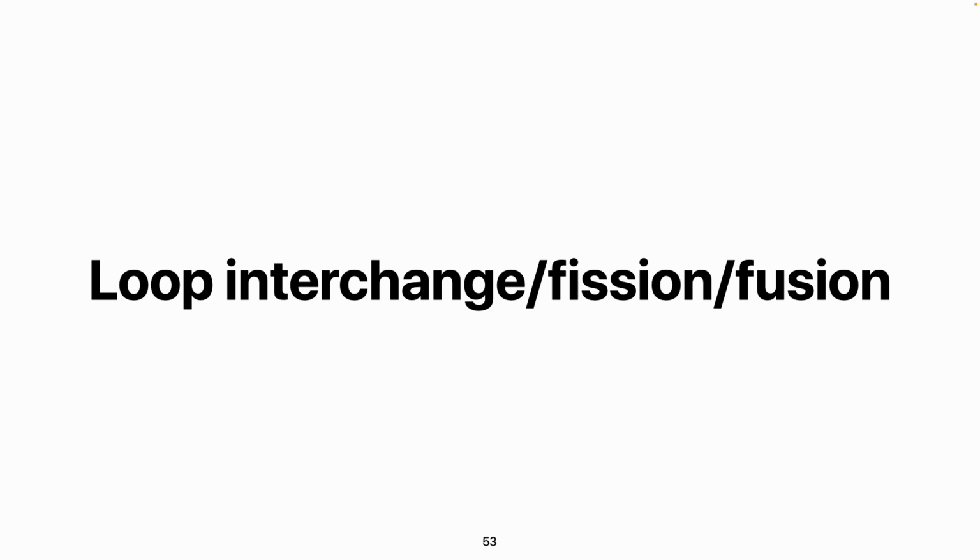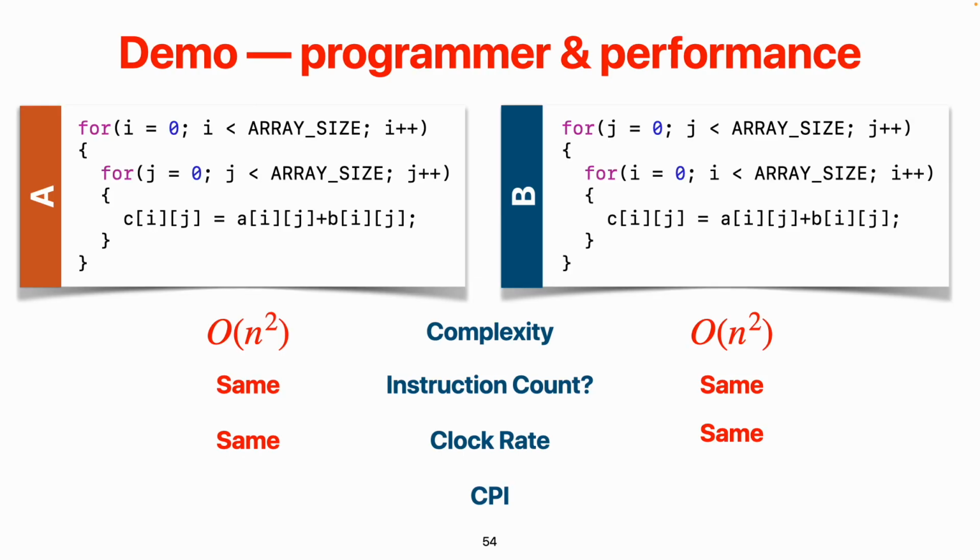Now, the second category of optimizations we are going to talk about is the loop. There are three things we can do with a loop: loop interchange, loop fission, and loop fusion.